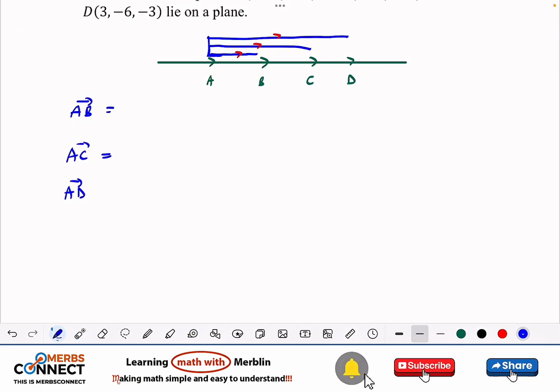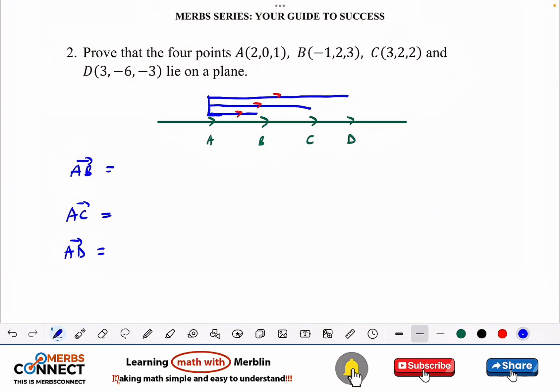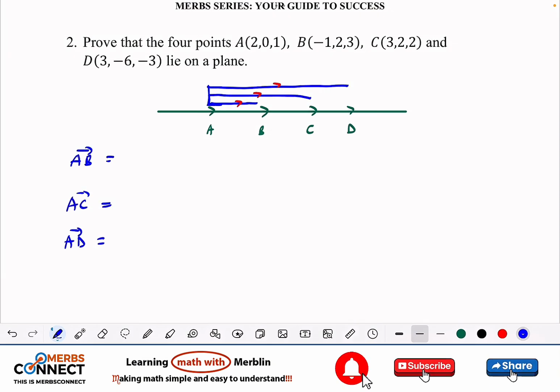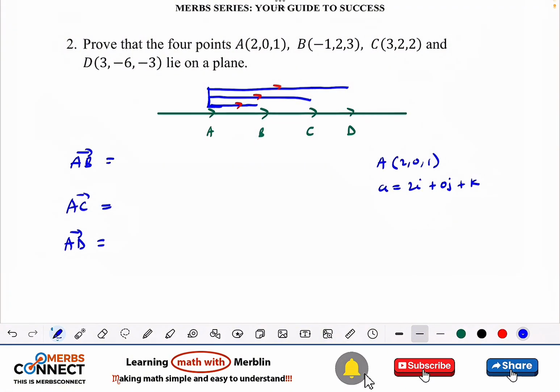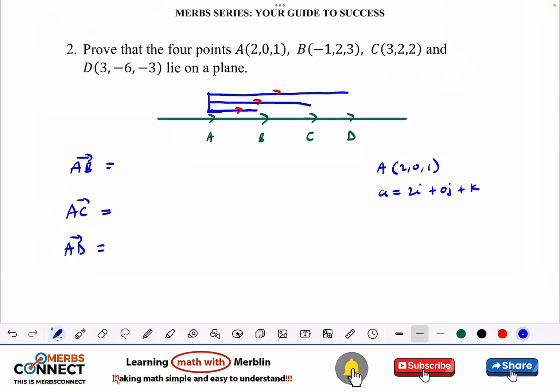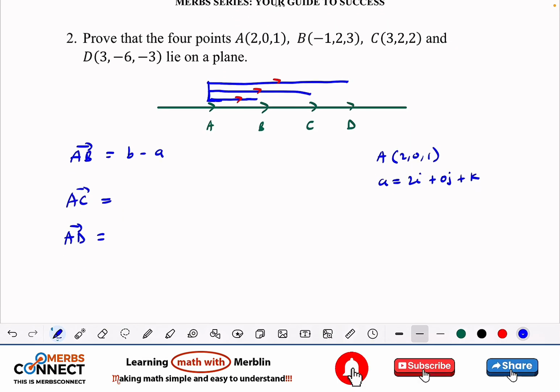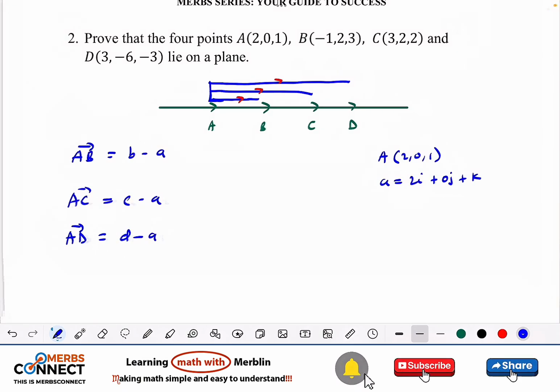Before we write this, we need to have the position vectors, right? Remember, when you're talking about position vectors, if I have A to be 2, 0, 1, then the position vector for A is 2i plus 0j plus k. So this is the position vectors that we are talking about. So vector AB is going to give us B minus A, vector AC is going to give us C minus A, and vector AD is going to give us D minus A. So basically, that's what we need to look for.